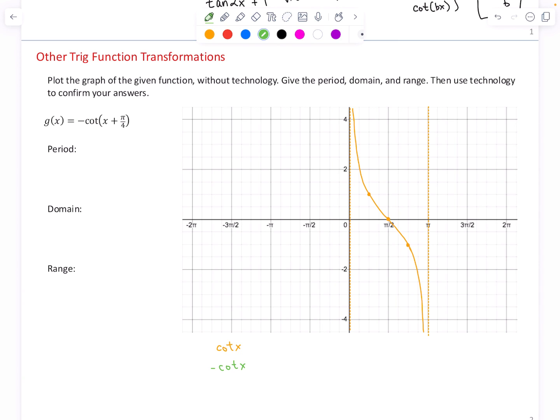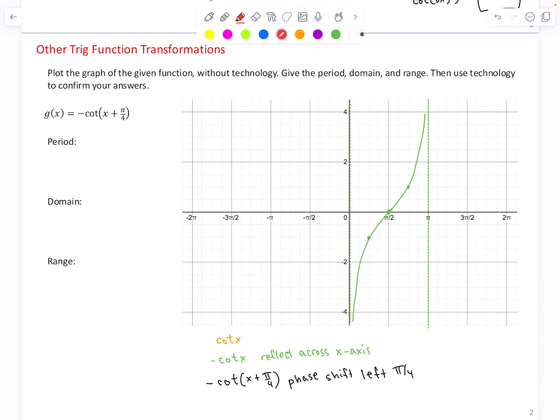This is a reflection across the x-axis. So our new graph will look like this. Then the final transformation deals with this plus pi over 4 inside the parentheses. If we change x to x plus pi fourths, this corresponds to a horizontal shift, or what we call a phase shift, left pi fourths. So I'm going to focus on where this asymptote goes.